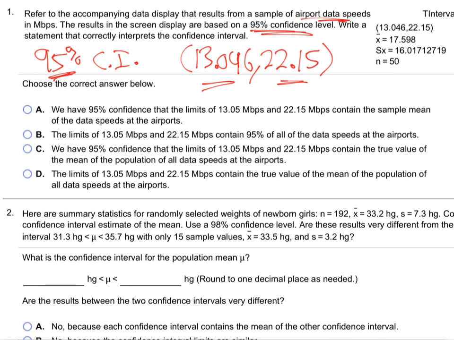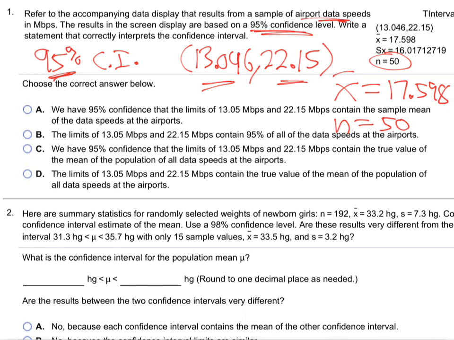We take a sample. We go to 50 airports or 30 airports, and we take their speeds. We figure out their average. See the X bar right there? That's the average they got. So they went to a bunch of airports. In fact, how many airports did they go to? Yeah, 50. n is always the total number, huh? They went to 50 airports, took down all their data speeds, added them up and found the average to be 17.598 megabytes per second. That's the average data speed at the 50 airports they sampled.